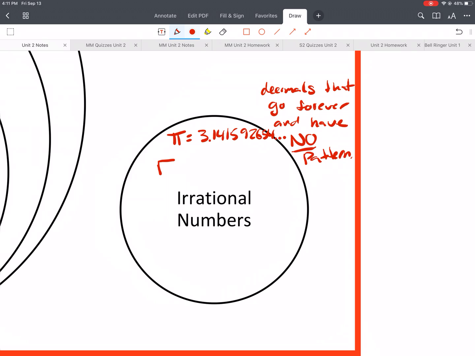Another example would be a square root that is not a perfect square. For example, square root of 2, square root of 3, square root of 10. Okay, one way to check would be to plug it in your calculator. All right, and it would give you a decimal, 1.41421356... Okay, again, it goes forever and has no pattern. All right.